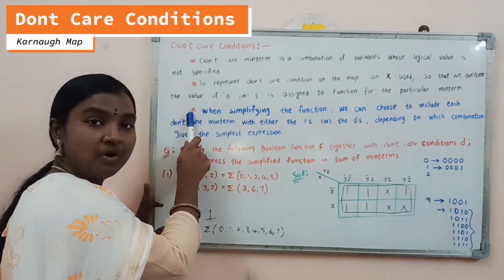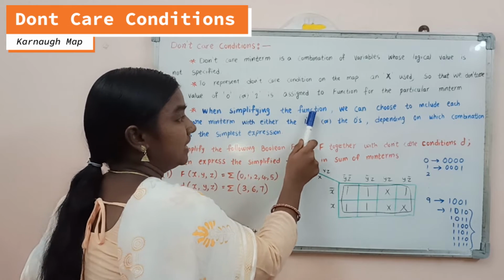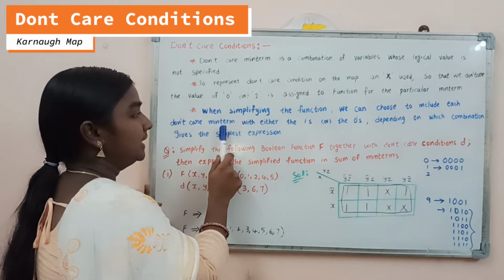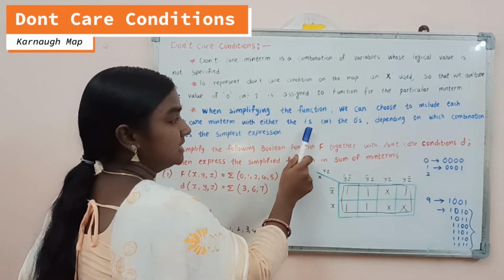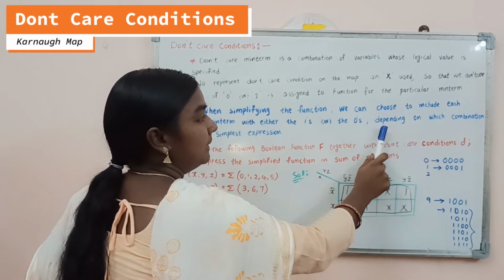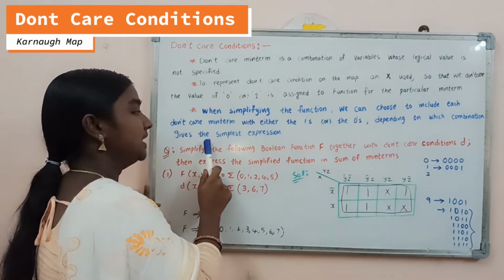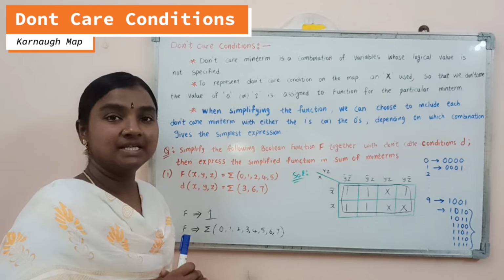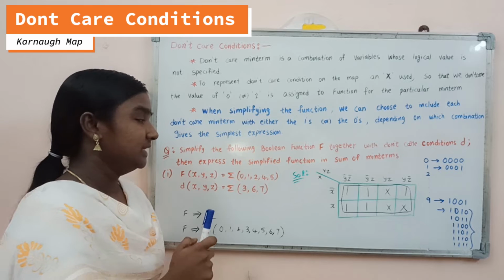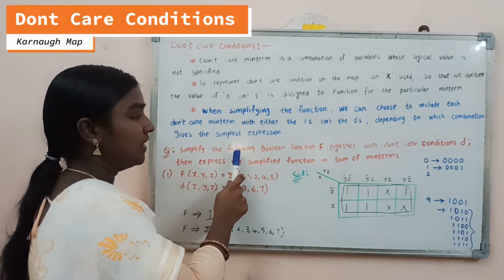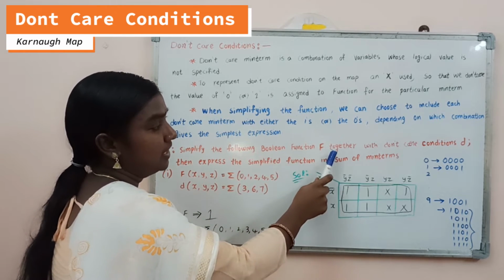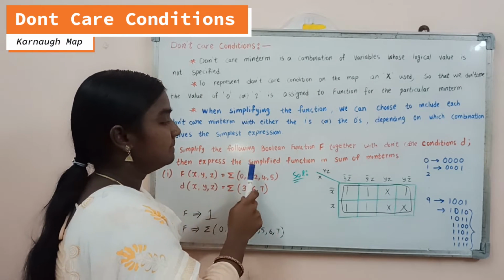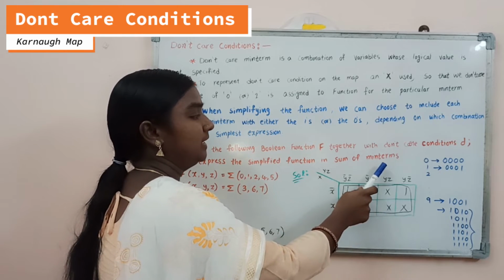Now coming to the next point: when simplifying the function, we can choose to include each don't care minterm with either the ones or the zeros, depending on which combination gives the simplest expression. Now we will discuss this point by considering some examples. Like here, this is the question. Simplify the following Boolean function f together with don't care conditions d. Then express the simplified function in sum of minterms.